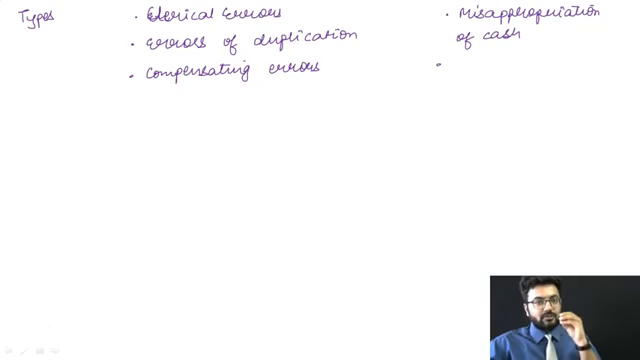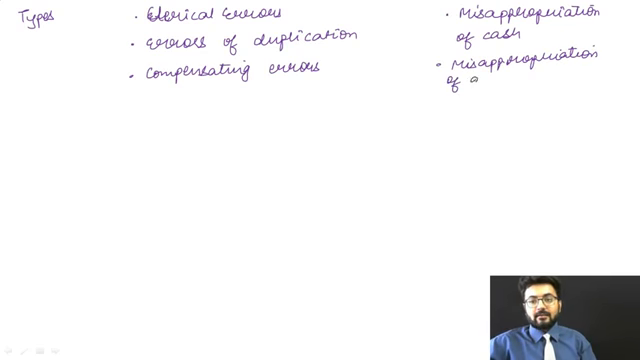You were ordered by your company to pay rupees 2 lakh to the concerned person. You have not paid them. Right? Misapplication. Now the next is misappropriation of goods, but that should be done intentionally. Misappropriation of goods, misappropriation of cash, and after that, forgery of vouchers.